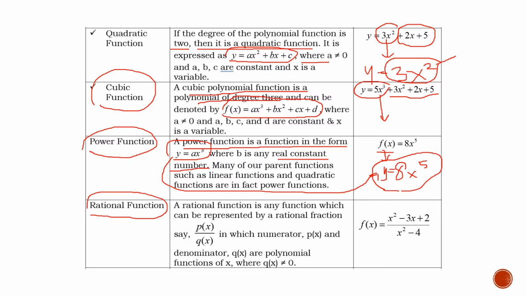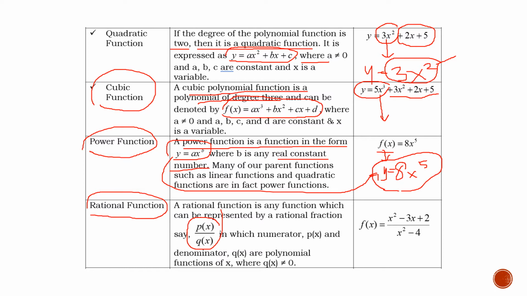Now, your next type of function is your rational function. A rational function is any function which can be represented by a rational fraction. So this will be your rational fraction, in which the numerator p of x and the denominator q of x are polynomial functions of x, where q of x is not equal to 0.